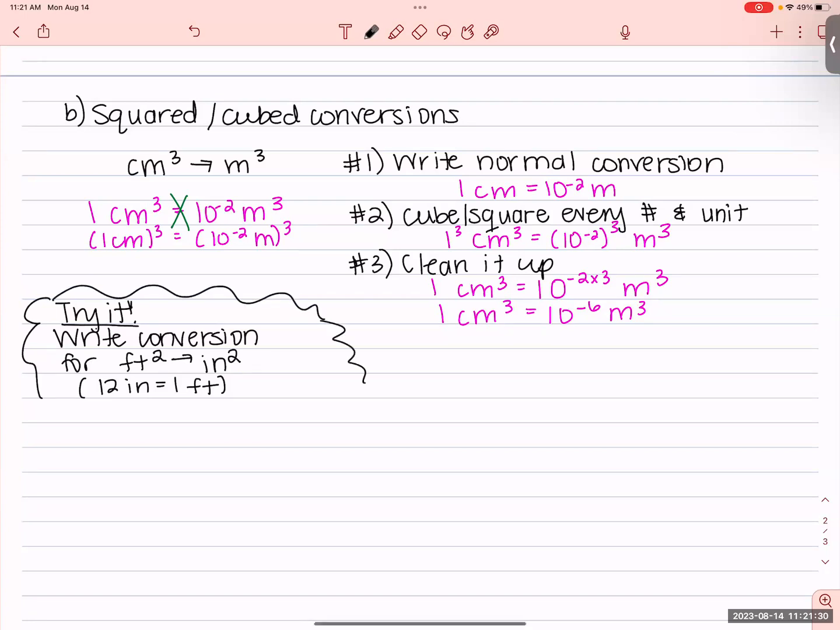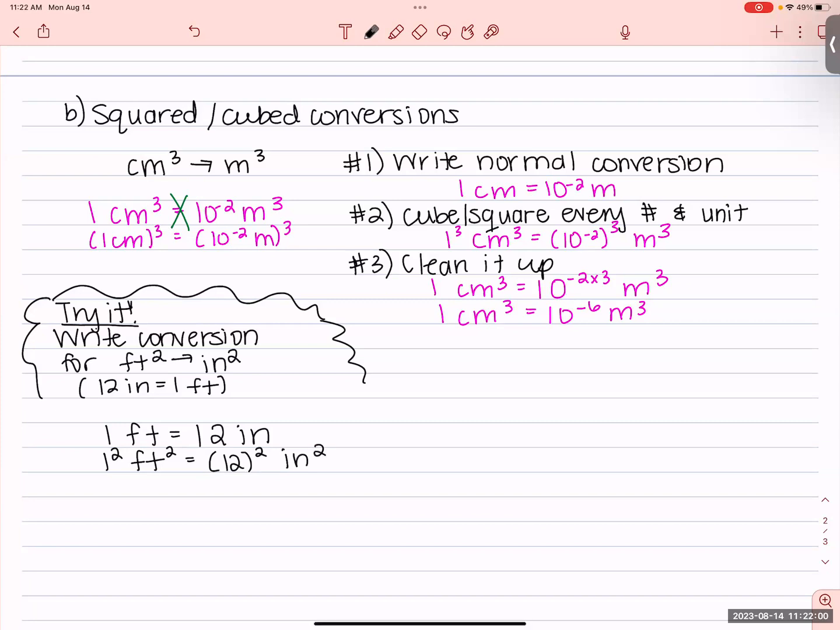Okay. Have you paused and tried it? If not, go ahead and pause and try it. If you have already done it, then you can follow along. So first, we're just going to write the regular conversion between feet and inches. I know 1 foot is equal to 12 inches. Then I'm going to cube everything, or square. Sorry, this case is square. So we're going to square everything. 1 squared, foot squared, 12 squared, inches squared.